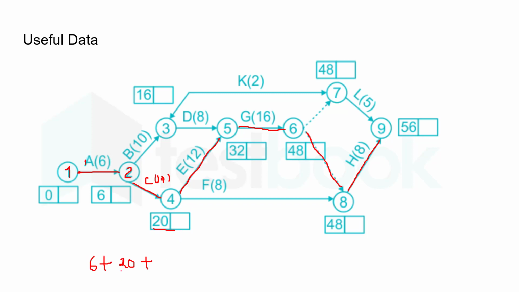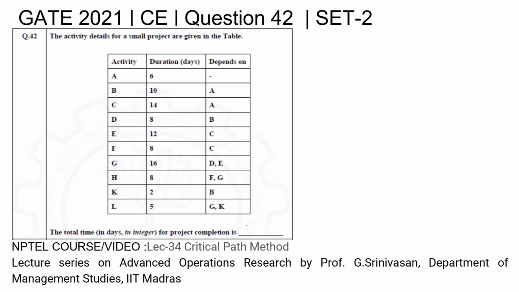After that, here it is 14. After that 8, it will give you... So this is F activity, this is E activity, so 12, it will give you 20 plus 12, 32, right? After that 16, write down 16. So 32 plus 16 will give you 48. After that, coming to this path, this 48 plus this 8 will give you 56. So this is the critical path, and our PD will come out to be 56. That is nothing but the project completion time. So our answer for this question will come out to be 56 in days. Thank you.